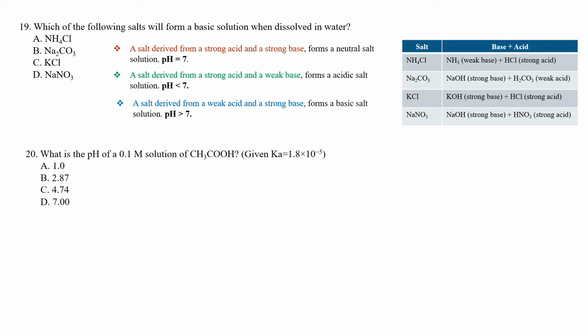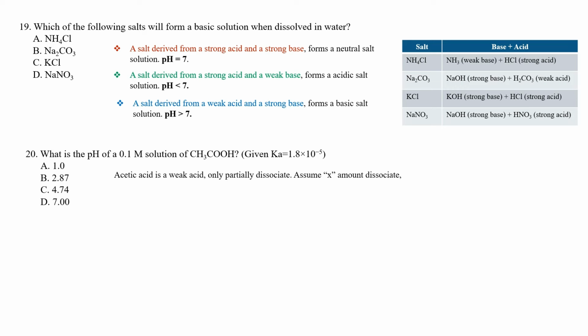Next question. What is the pH of a 0.1 molar solution of acetic acid? Acetic acid Ka is given, it's 1.8 times 10 to the negative 5. Acetic acid is a weak acid. Weak acids are weak electrolytes, meaning they only partially dissociate. Only a small fraction of the acid dissociates into ions. The majority of the acid molecules remain as acetic acid molecules.